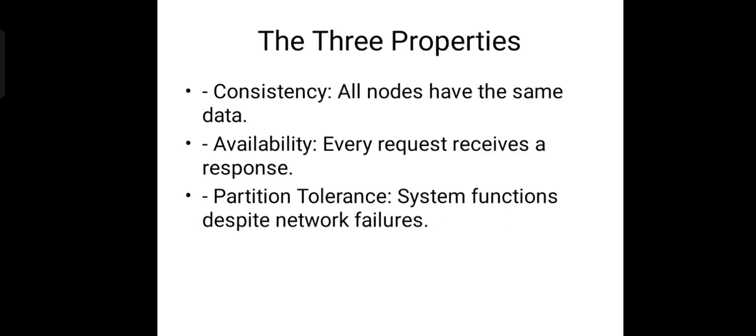Here are the three properties of CAP theorem. First is consistency. In this, all nodes have the same data. In the CAP theorem, consistency means that all nodes in a distributed database system should have the same data at any given point. For example, if you write x = 10 to a node, all nodes should return x = 10 immediately.